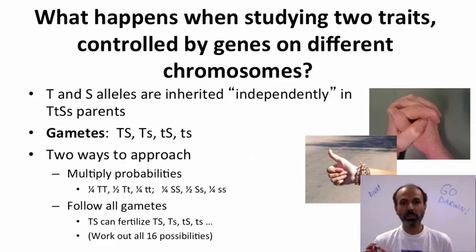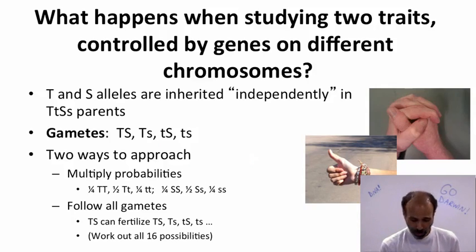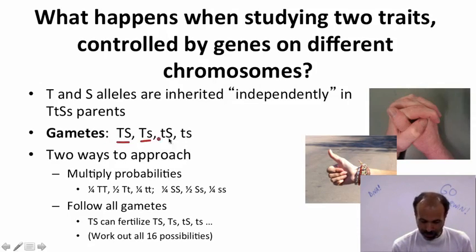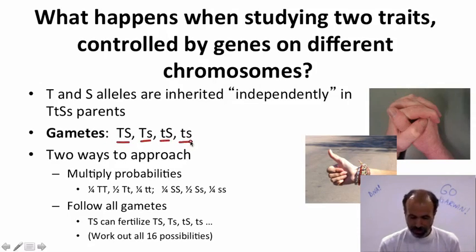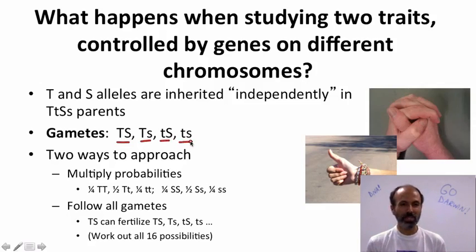These T and S alleles are going to be inherited independently from the parents. If you give the big T, you're not more or less likely to give the big S or the little s. So I showed here on this picture four possible gametes: big T, big S; big T, little s; little t, big S; and little t, little s. Those are the four possible gametes you can get.